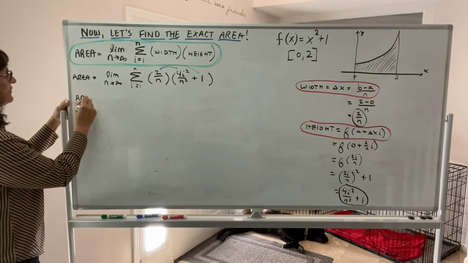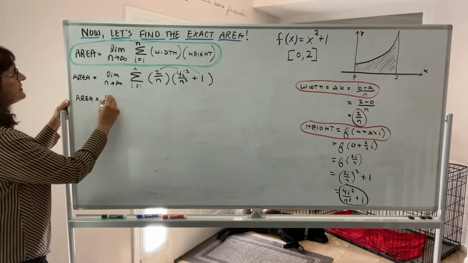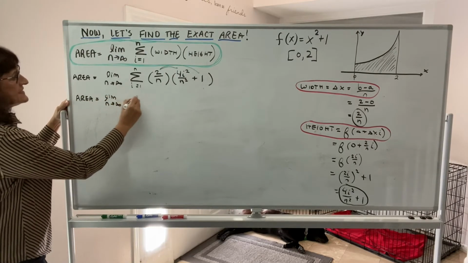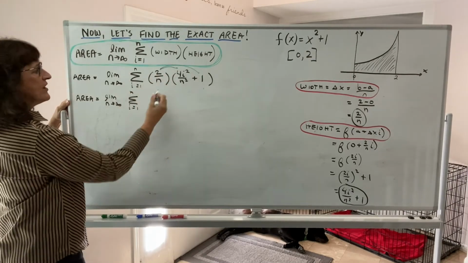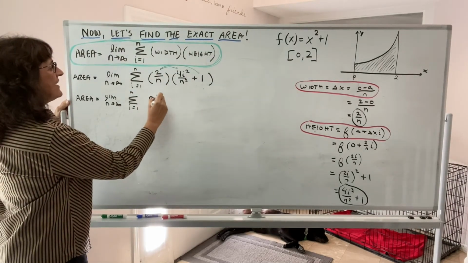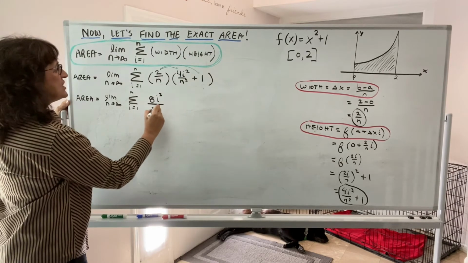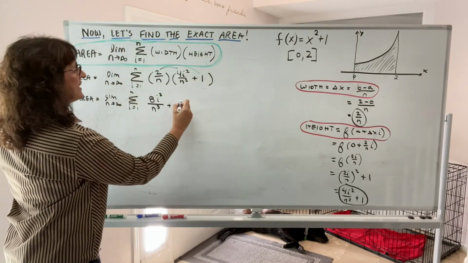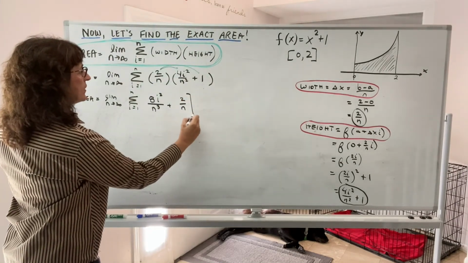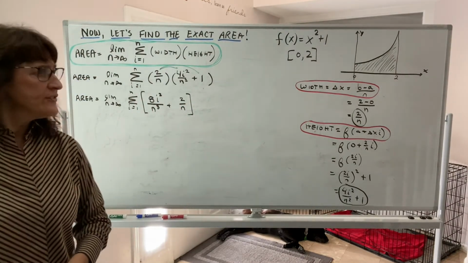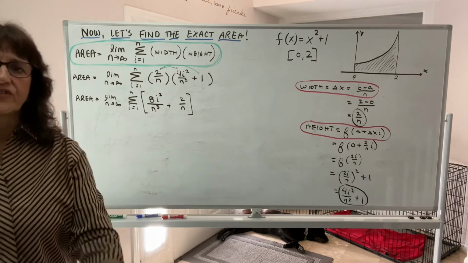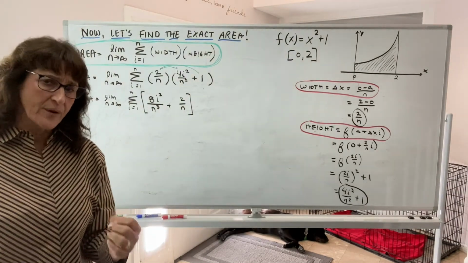So what do we have for the area? We've got the limit, n to infinity, summation, i goes from 1 to n. I'm going to distribute: 2 times 4, I have 8i squared over n cubed, and then distributing here, I have 2 over n. As soon as we're done with this step, we want to go ahead and use our summation formulas.